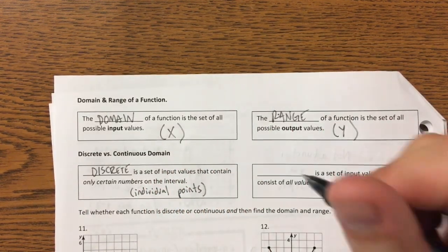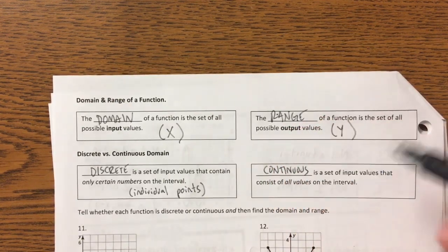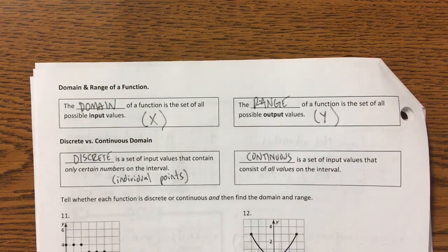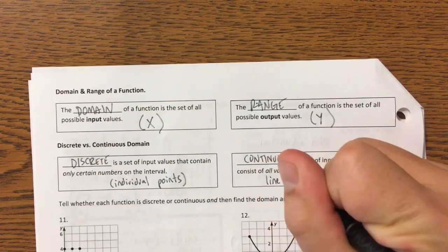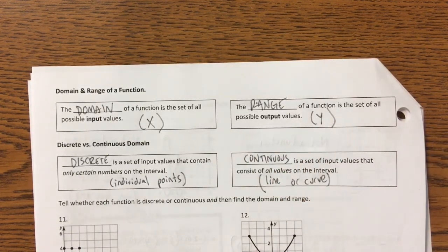But a continuous function is a set of input values that consists of all the values on the interval. That's where you have a line or a curve. In other words, it's one continuous measurement, like you can see all the values from A to B. So if you ever get a list of values, that will be discrete. If you have a line or a curve or something that is always changing, that would be continuous.